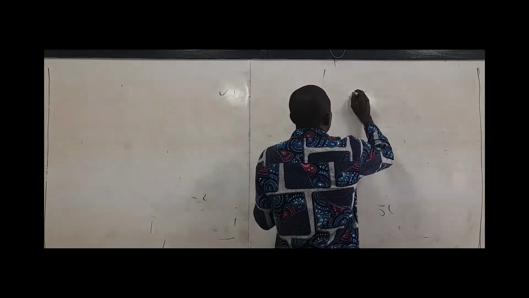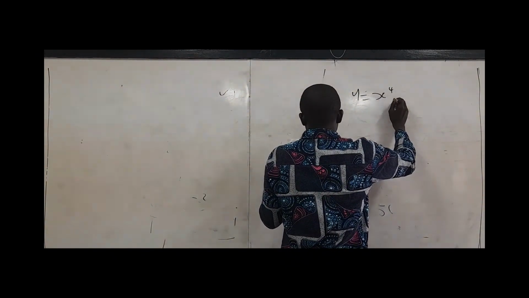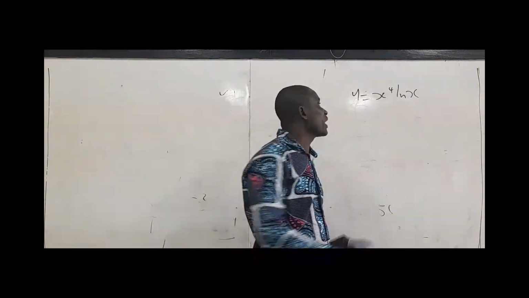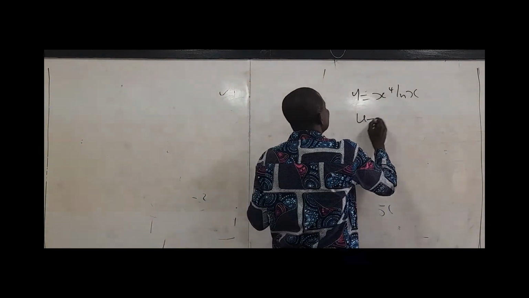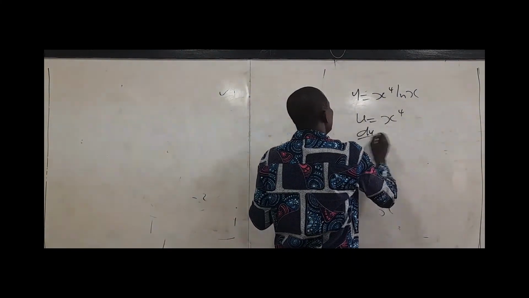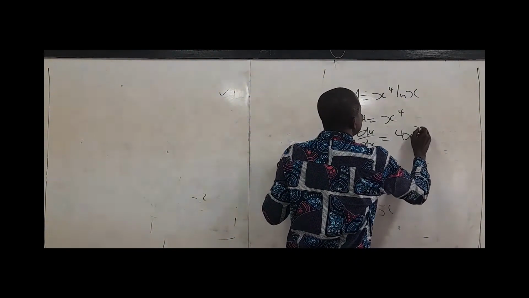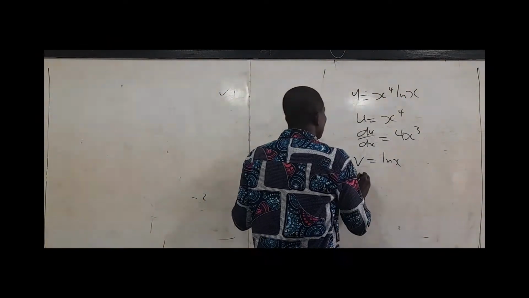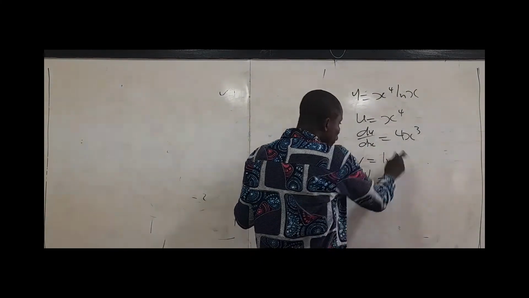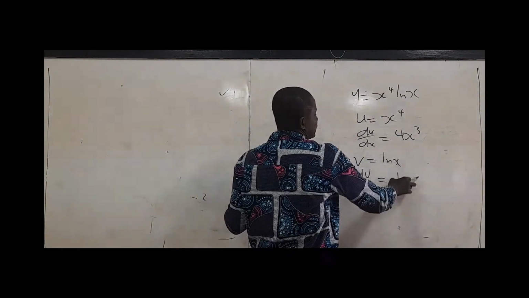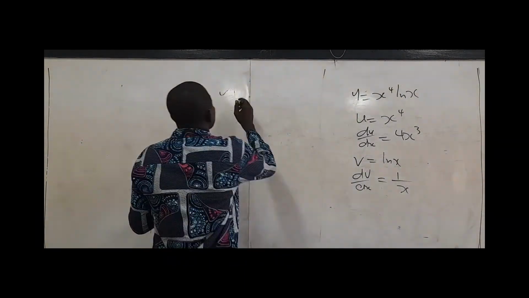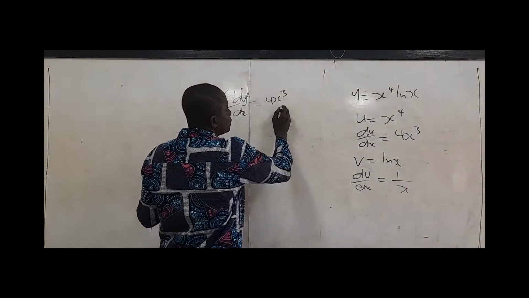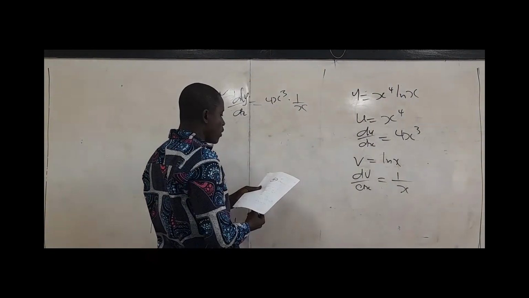Okay. You know we have y is equal to x^4 ln x. So purely, this one is what? It's a product, because we have two different functions over here. So we let u equal to what? x^4. So du/dx is equal to 4x^3. Then if v is equal to ln x, dv/dx is equal to what? You differentiate, it becomes 1 over x. Therefore, dy/dx is equal to the product of the differentials, that is 4x cubed times 1 over x.